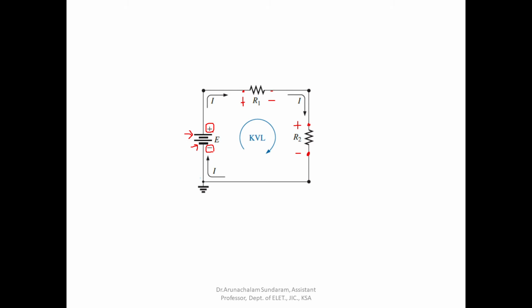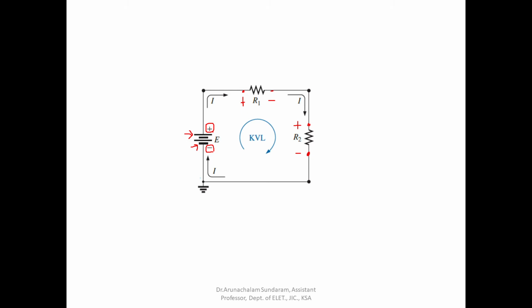Each and every element in the circuit you should mark with polarity. How to mark the polarity? For a source, you already know the polarity. No need to mark it, it is already known. But for resistances, depending on the direction of current, you have to mark the polarity. So the current is entering at this point, so I'm marking this as positive and this as negative. And here also, I'm marking this as positive and this as negative.